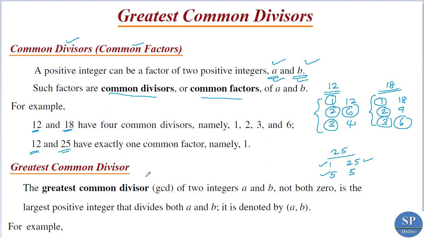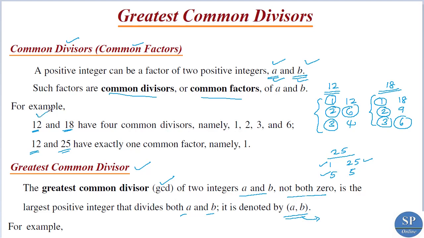Now we can discuss the greatest common divisor or greatest common factor. It is written as GCD. The greatest common divisor of two integers a and b, not both 0, is the largest positive integer that divides both a and b. And it is denoted by this symbol. This is called the greatest common divisor of a and b, or GCD of a and b. It is the notation for GCD, and it is read as GCD of a and b.